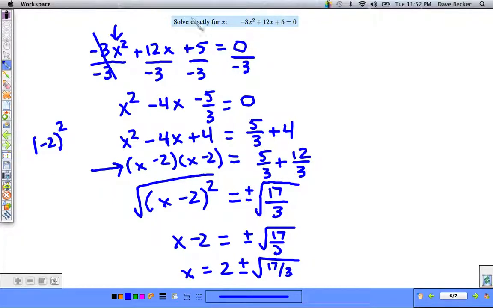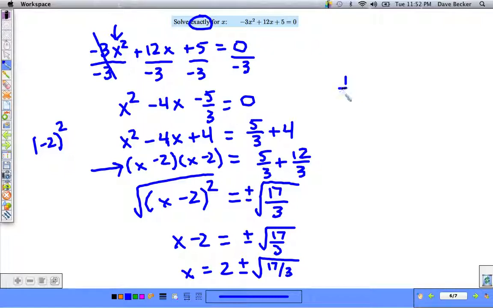And I don't pull out my calculator because it says solve exactly. This is the exact answer because if I took the square root of 17/3, I would get some nasty decimal and have to first add 2 to it and then take 2 and subtract it. It would just be nasty. So that's completing the square.